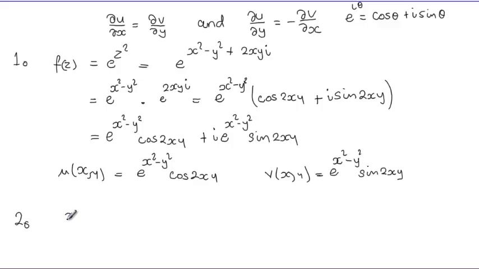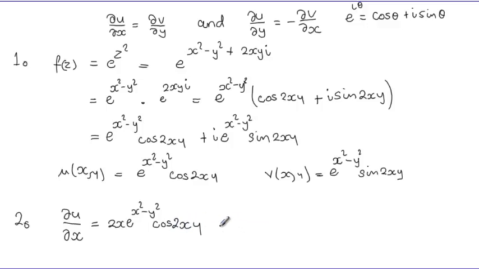Now let's get the partial derivative of u with respect to x. We note that u here, as a function of x, is a product of an exponential function and a cosine, which is a trigonometric function. So we're going to apply the usual product rule for differentiation. We recall that the exponential function, when differentiated, comes back exactly as it is, multiplied by the derivative of the argument, which in this case is 2x. So multiplied by cosine 2xy.